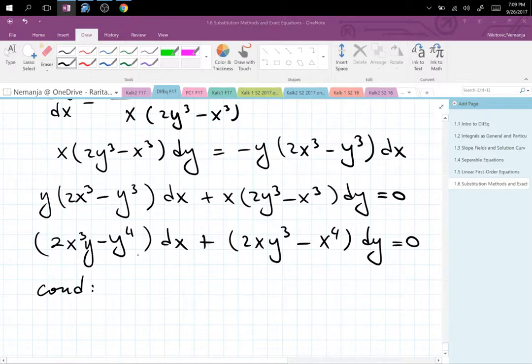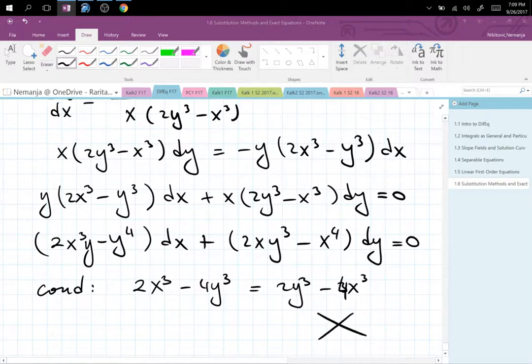Differentiate in terms of y on the first one. We get 2x cubed times 1 minus 4y cubed. The second one you should differentiate with respect to x. You get 2y cubed minus 4x cubed, and you see that it doesn't work. Not exact, can't solve it using exact equations. It looked good and then failed. So this is the reason why you must check the condition.